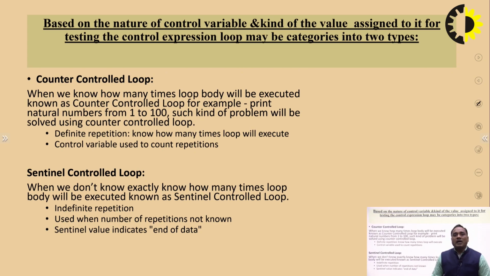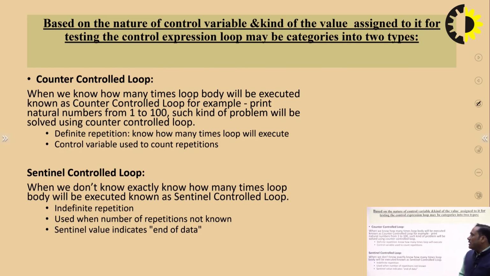Based on the nature of the control variable and the kind of value assigned to it for testing the control expression, loops may be categorized into two types: counter control loops and sentinel control loops. Counter control loop is used basically when we know how many times the loop body will be executed. So we are counting the number of times the loop is going to execute.